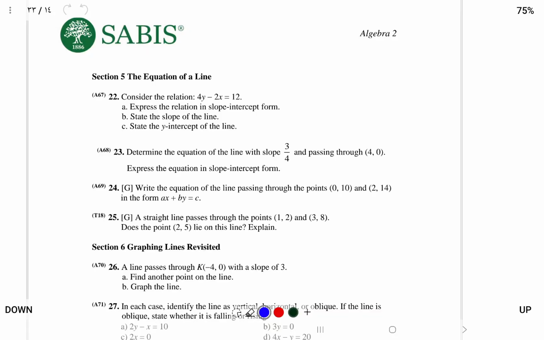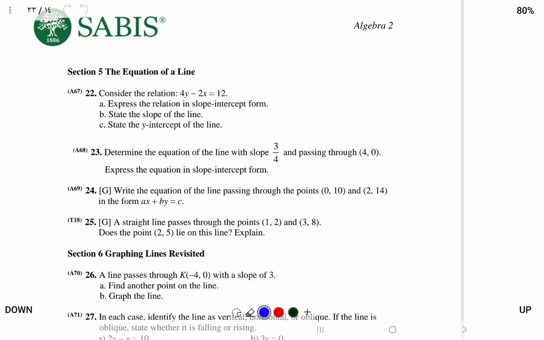In this video I'm going to solve some practice questions about the equation of a straight line for math grade 7 section 5. So let's directly start solving question number 22.